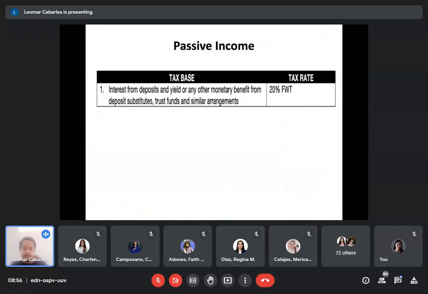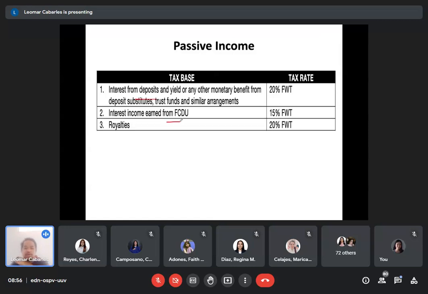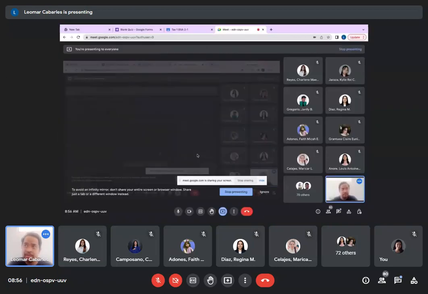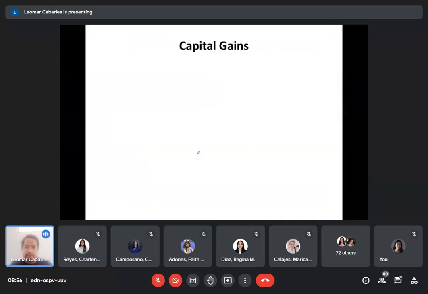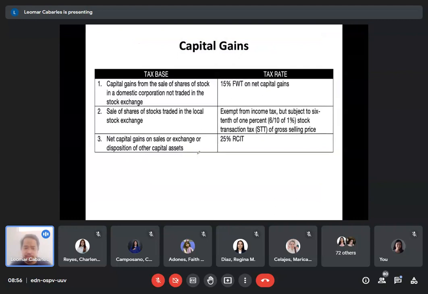For passive income, so pag interest sa deposit, 20%. Pag FCDU, 15%. Royalty 20%. Intercorporate from domestic corp, exempt. Hindi ko na sinama yung galing sa foreign, kasi pag foreign company ka naman, exempt yun, di ba? Kasi ang tinatax lang sa'yo yung within the Philippines. Okay? Then for capital gain, so same thing nung diniscuss natin kanina, will not spend a lot of time here. Separate module itong dealings in properties, specifically for shares of stocks, okay? Yeah, pati real estate.